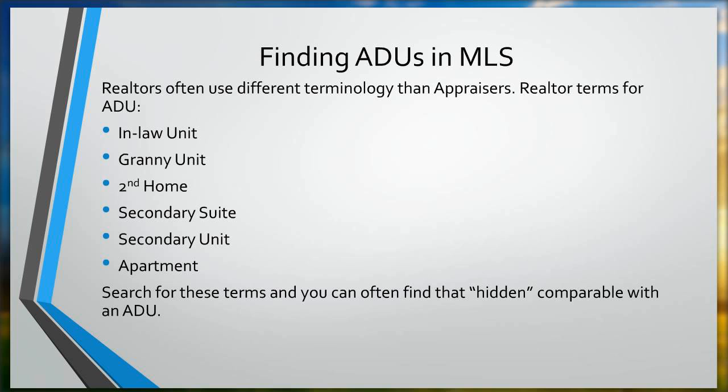Now, finding accessory dwelling units in the MLS is a little tricky sometimes. Realtors use different terminology than we do as appraisers. Realtor terms for accessory dwelling units commonly are in-law unit, granny unit, second home, secondary suite, secondary unit, apartment. These are the terms that you can use to search in the MLS and find that one hidden gem comparable that you need that has an accessory dwelling unit.